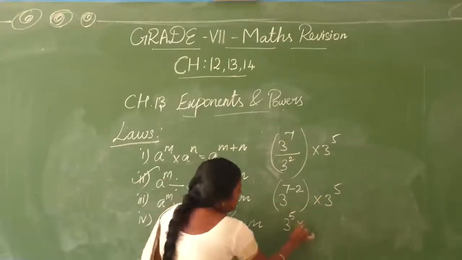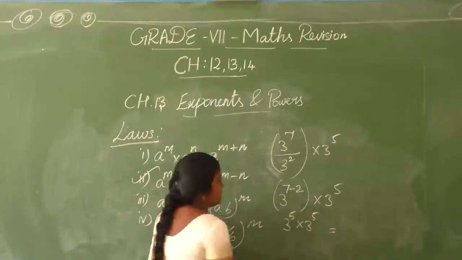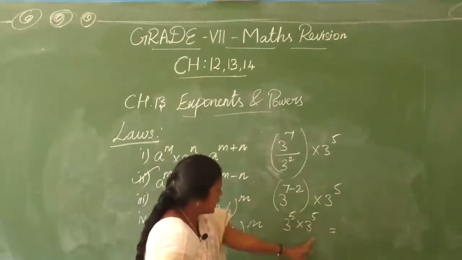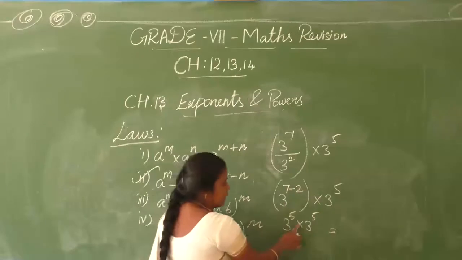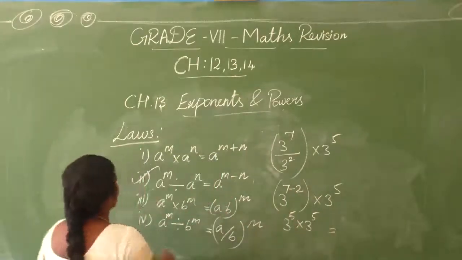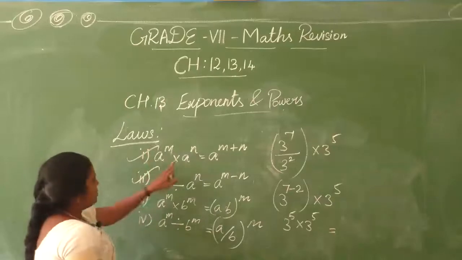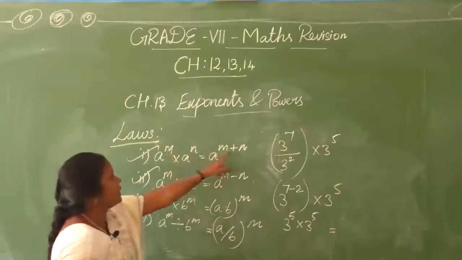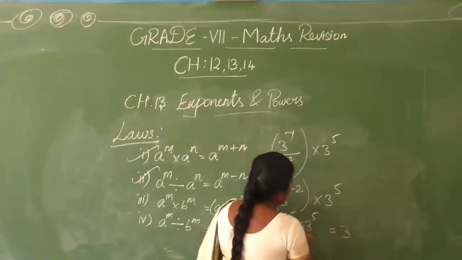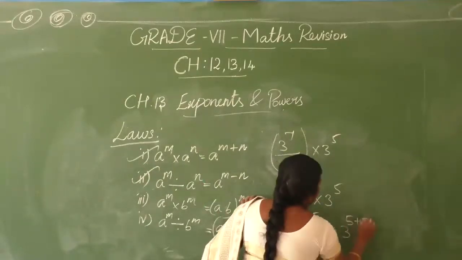Okay, 3 power 5 into 3 power 5. Simplify. This answer is this one. This as it is I have taken down. Now multiplication. In multiplication the bases are same. That means which law is suitable? The first. Multiplication, bases are same, so powers can be added. So using the first law, I can write the step as 5 plus 5 like this.